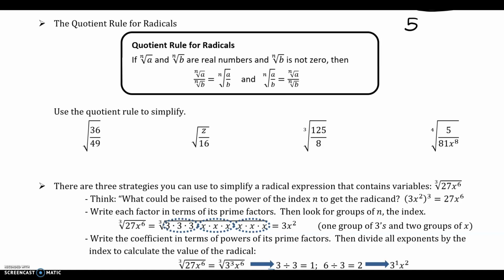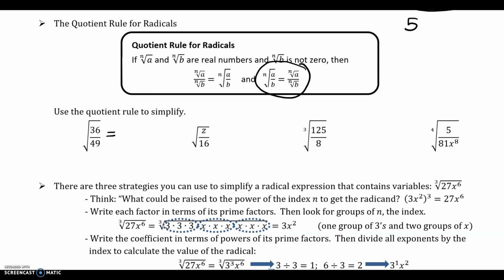The nth root of a over b, we can split that up into two different radicals: the nth root of a over the nth root of b. So we're going to use the quotient rule, and we're going to use the quotient rule in this direction first. We're going to split it up.